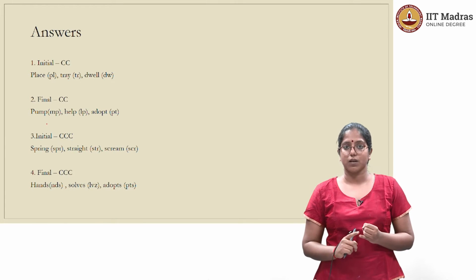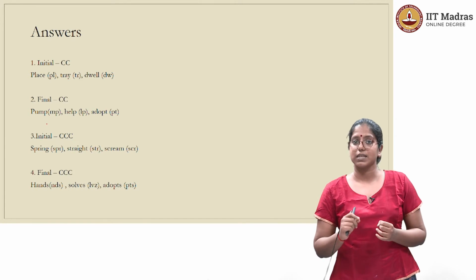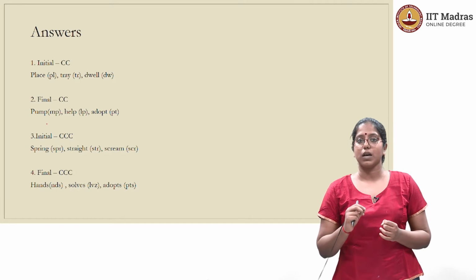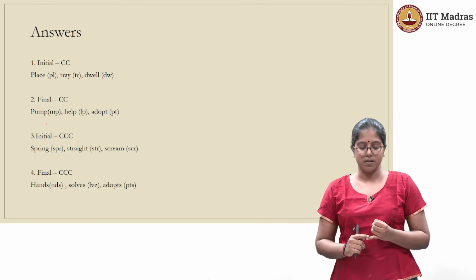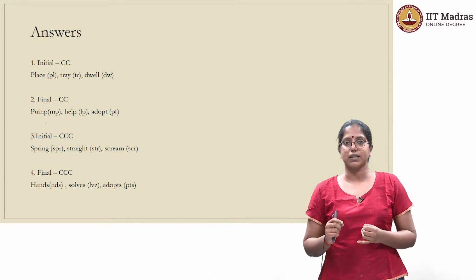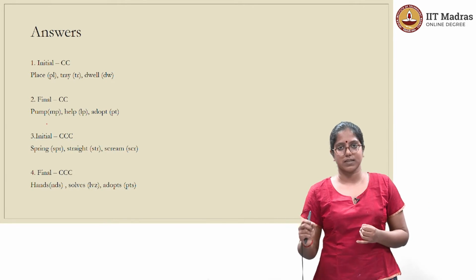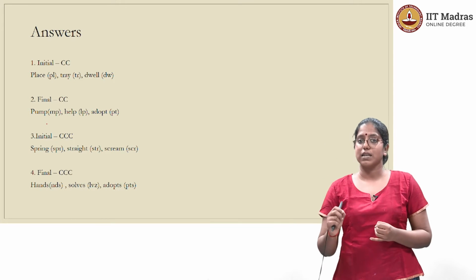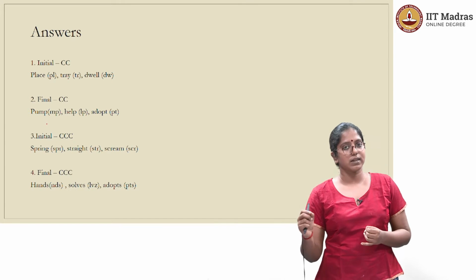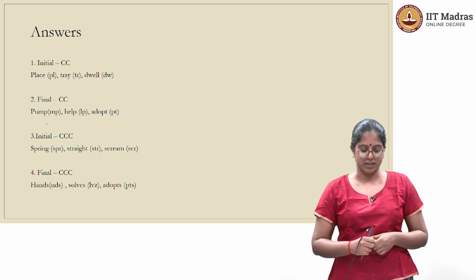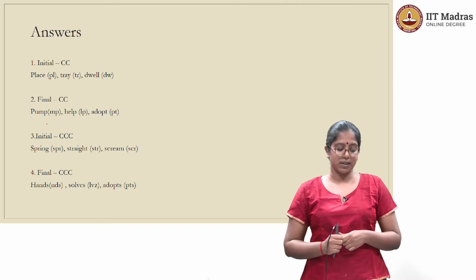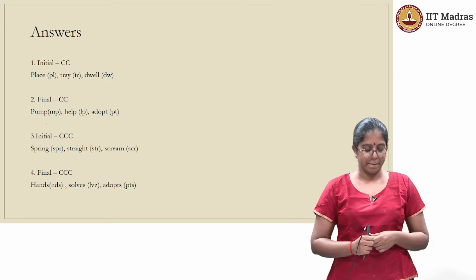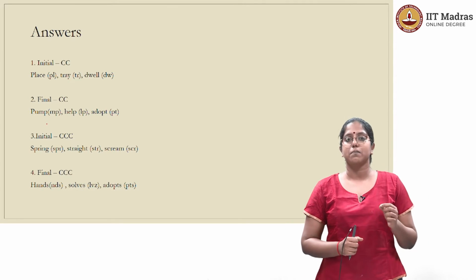In place, the consonant cluster is CC. It starts with P and L sound. Therefore, the consonant cluster CC. In tray, it is T and R sound. Again, the consonant cluster CC. And dwell, it's D and W, which are again consonant sounds, and therefore the consonant cluster CC. Now, words with consonant cluster at the final position. Pump, M and P.